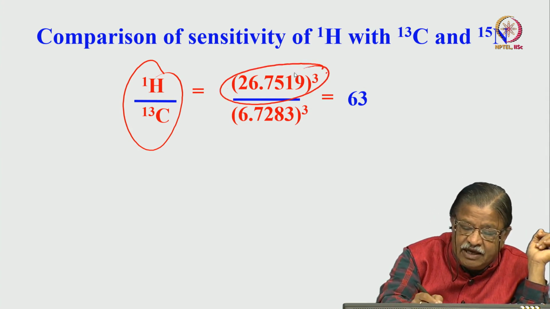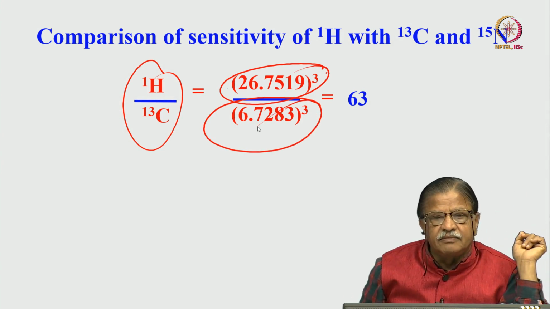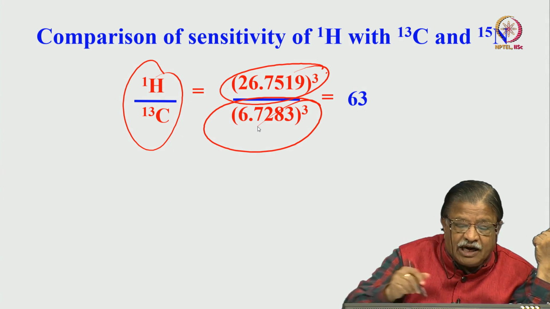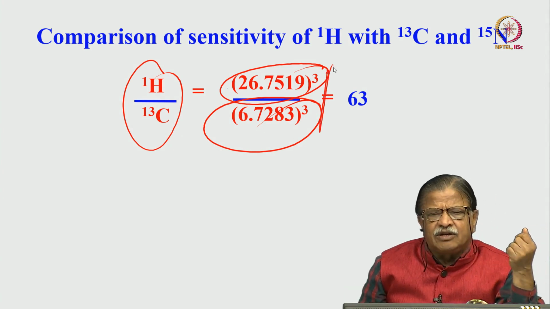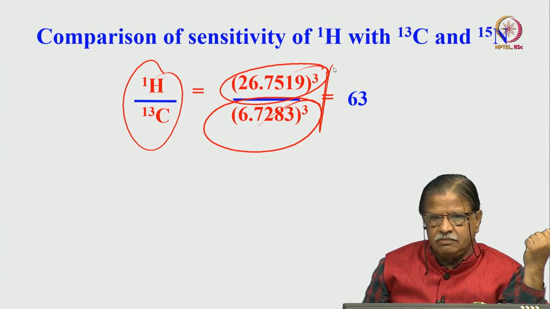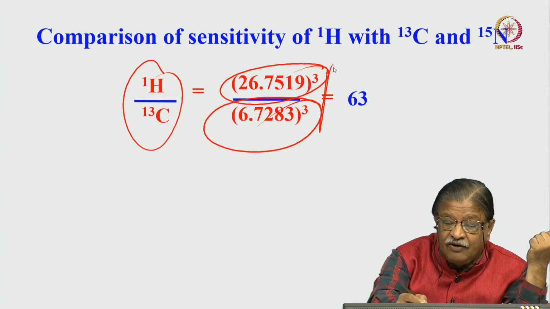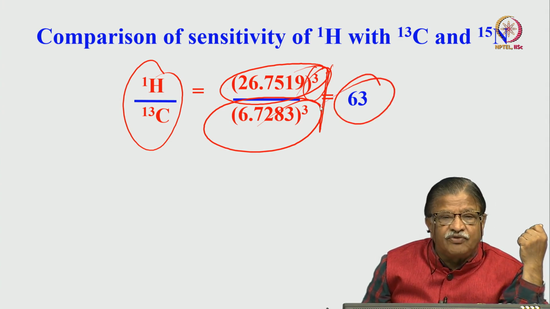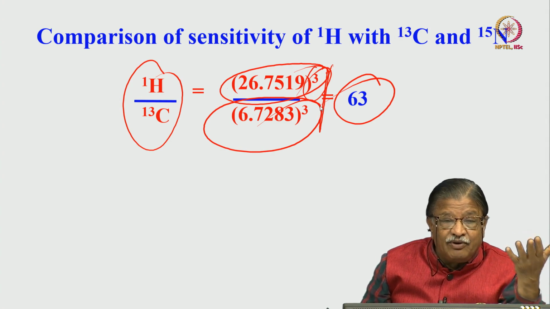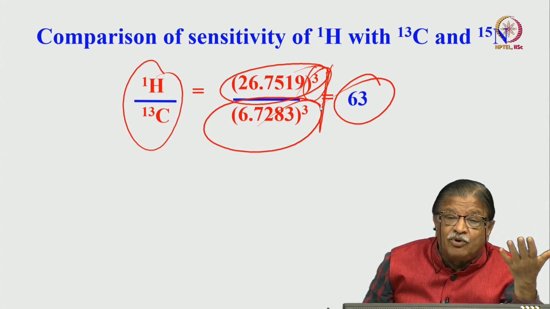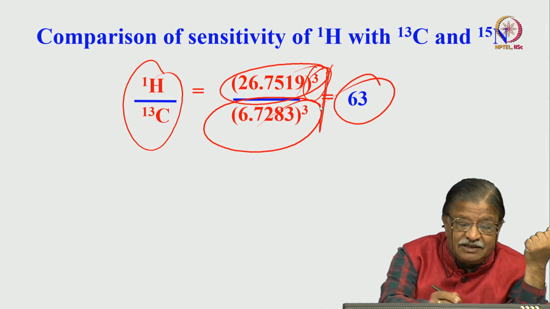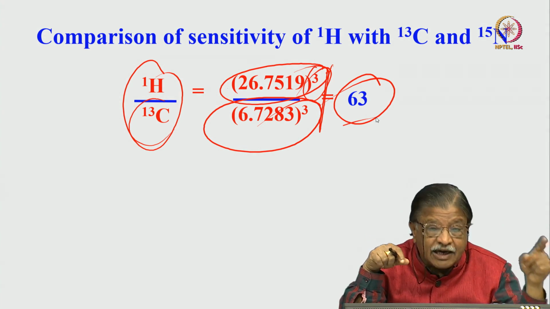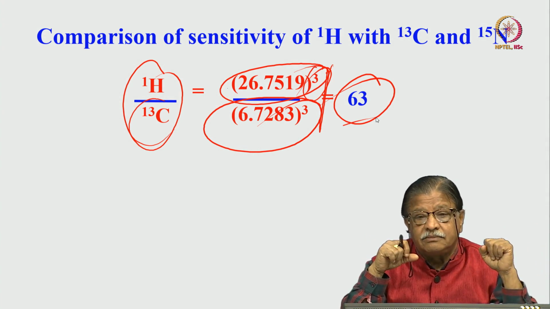Gamma for the proton is this and gamma for carbon is this, which goes by cube. Now, what is the ratio of proton to carbon gamma? If you calculate, it turns out to be close to 4. The ratio is 4, and 4 cube is 64, almost 64. That is why the proton is 64 times more sensitive than carbon, whereas carbon is 64 times less sensitive. It is very difficult to detect carbon compared to proton because of gamma.